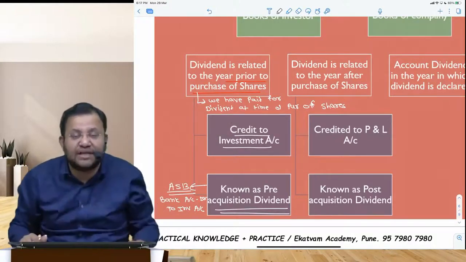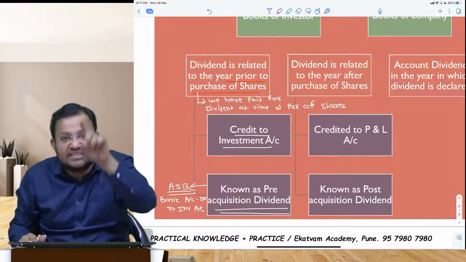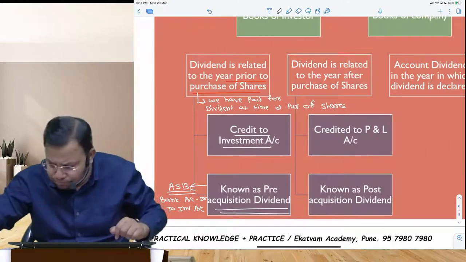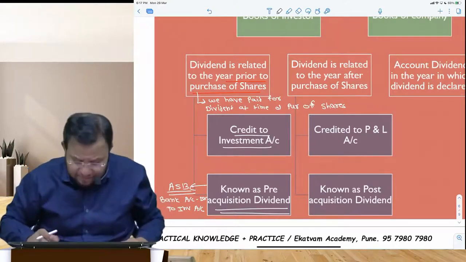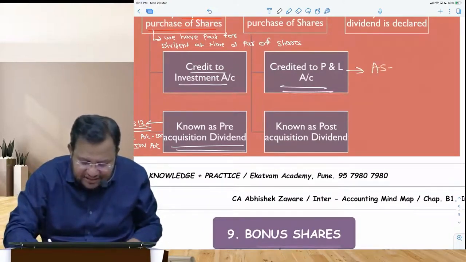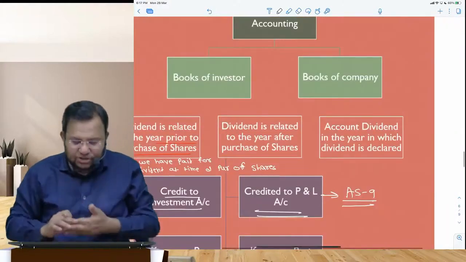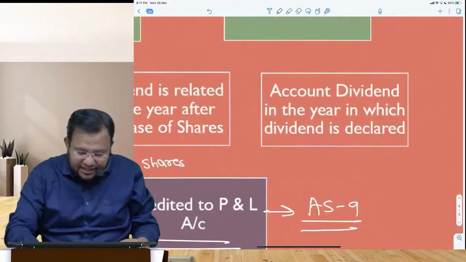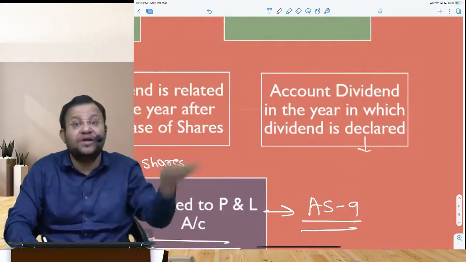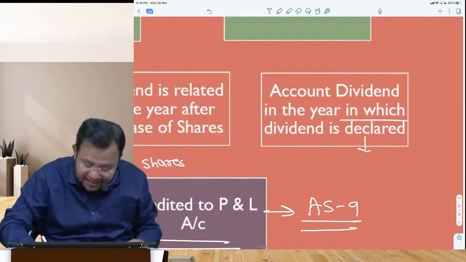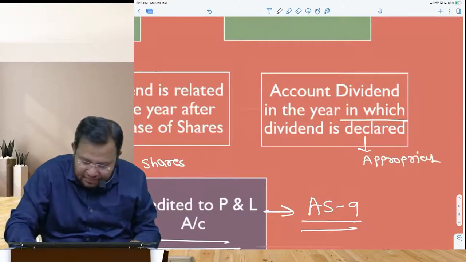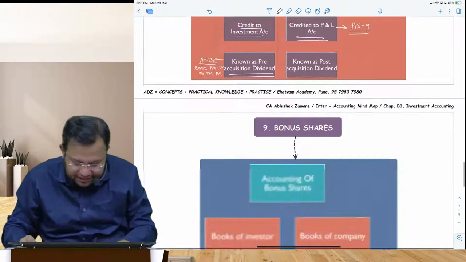But you should check, are you really eligible to receive the dividend? Eligibility to receive the dividend depends on the record date. You should be a shareholder as on the record date. So post-acquisition dividend is credited to P&L. This is as per Accounting Standard 9. In the books of the company, we account for dividend in the year in which the dividend is declared, not in the year to which the dividend is related. So it is an appropriation of profit in the books of the company, and reserves come down. That is dividend accounting.